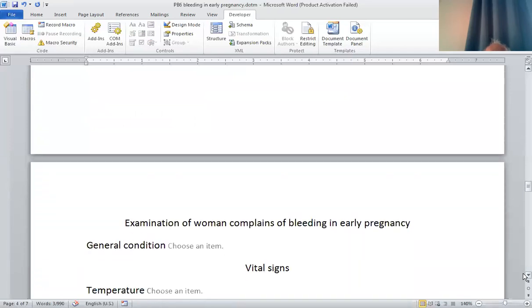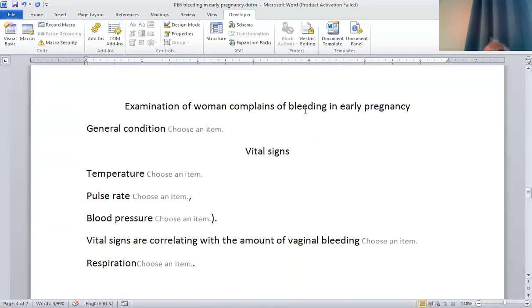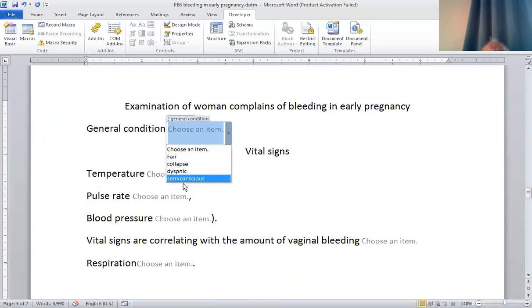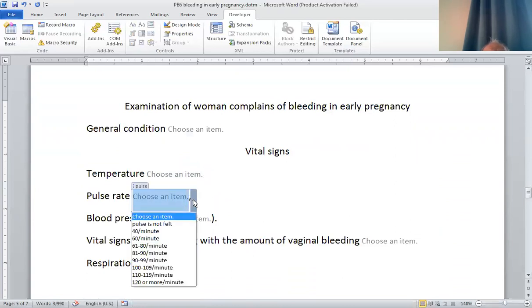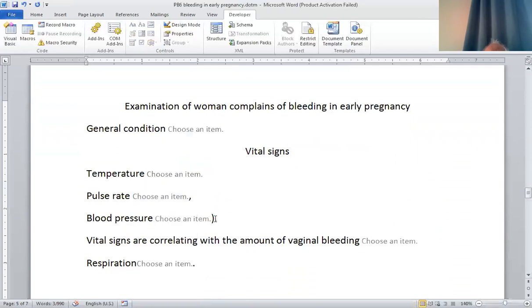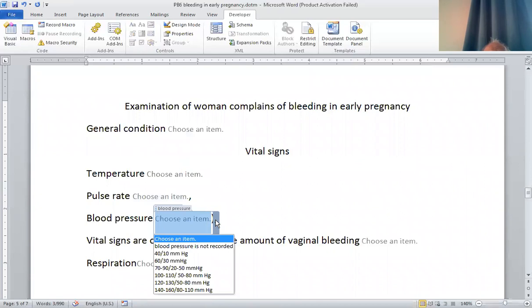Then we are going to examine the woman complaining of bleeding in early pregnancy. We are going to note the general condition of the patient: is she collapsed, dyspneic, or semi-conscious. Then we are going to record the temperature, fever or no fever. Then we record the pulse, and then the blood pressure.